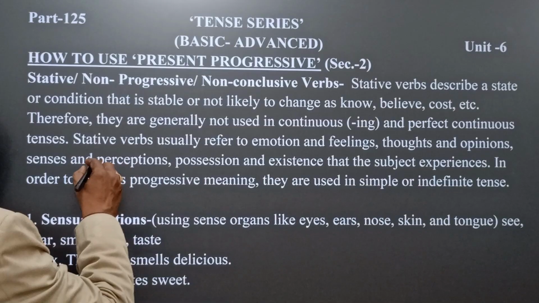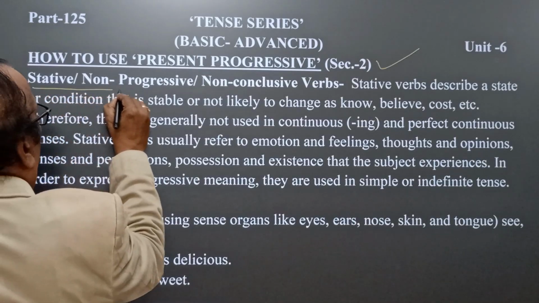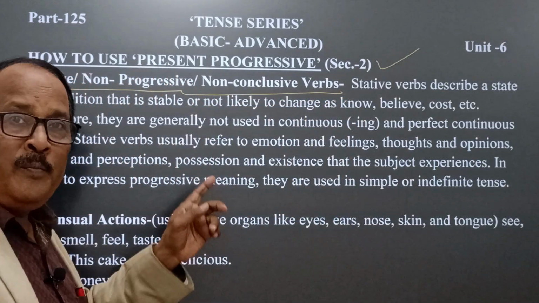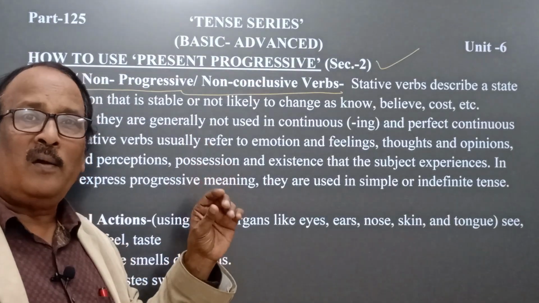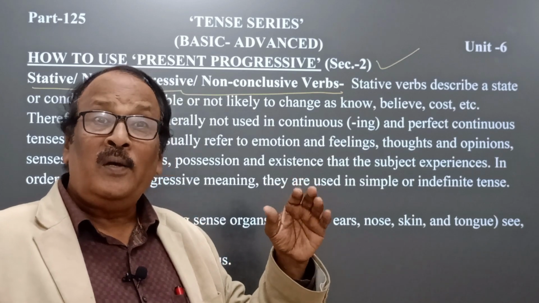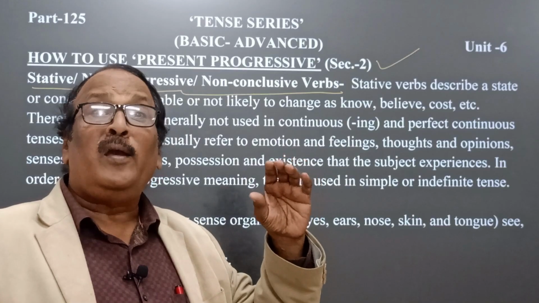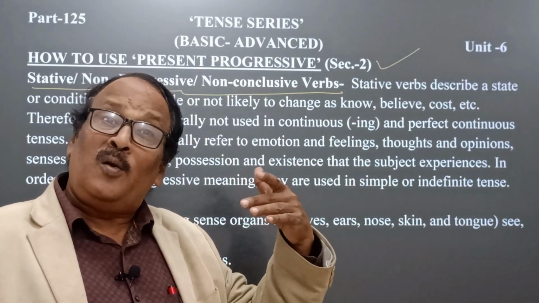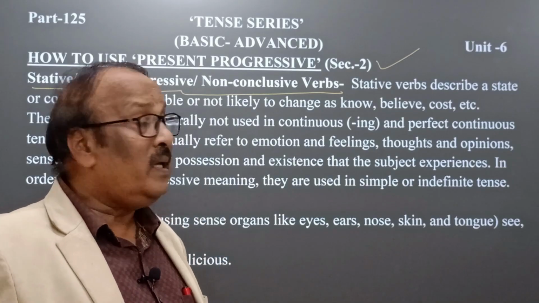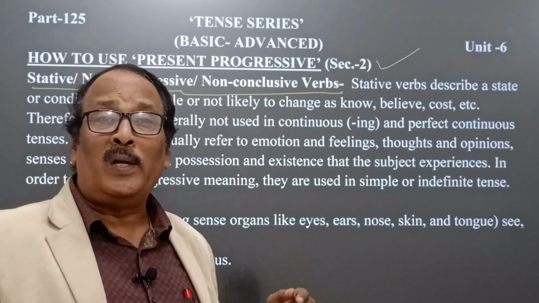The second part of the use of present progressive: stative or non-progressive or non-conclusive verbs. Remember, this is a very interesting part of present progressive. Stative verbs, in the sense, are the verbs which state or indicate any condition, which are not usually used in a progressive form. They are called non-conclusive verbs or non-progressive verbs.